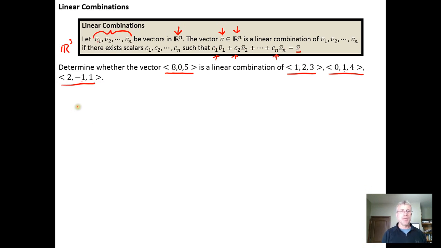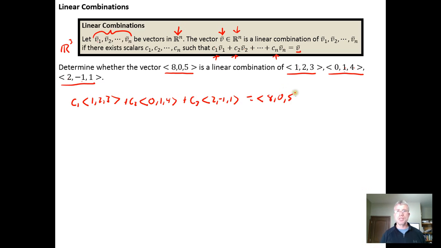So if it is, then we can find a constant c sub 1 times vector 1, which is 1, 2, 3, plus a scalar c sub 2 times vector 2, which is 0, 1, 4, plus a scalar c sub 3 times vector 3, 2, negative 1, 1, such that this linear combination will add up to 8, 0, 5. So the question is, do such scalars exist? If they do, then 8, 0, 5 is a linear combination of the three given vectors.